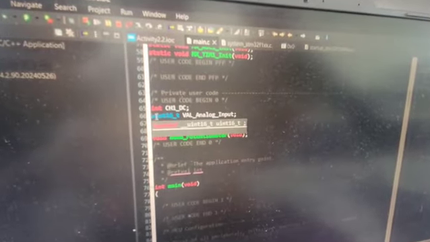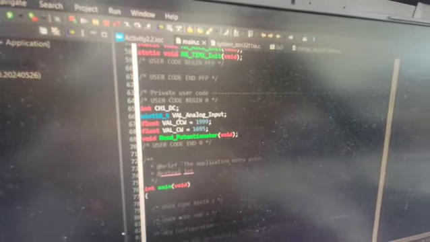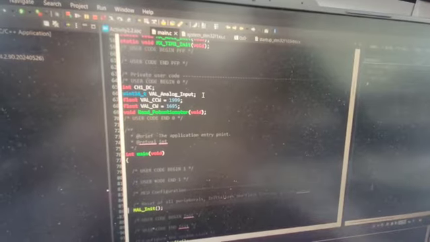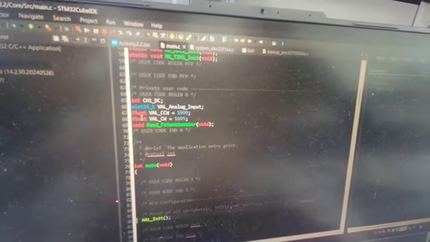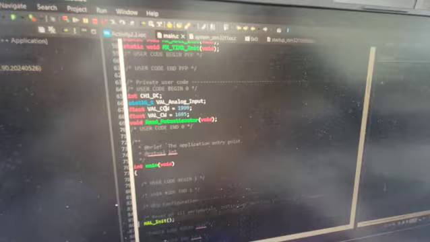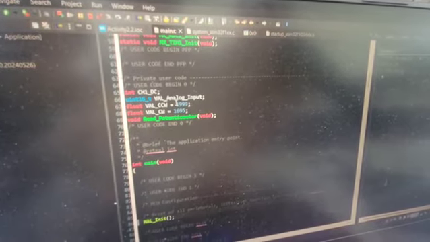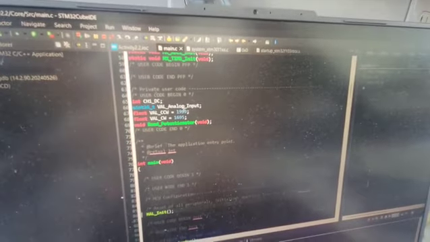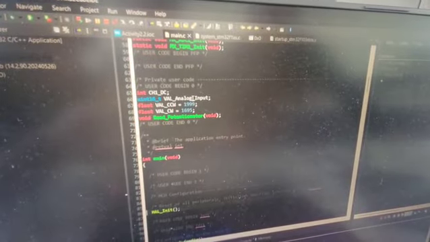Then this unregistered integer, that is the analog input, that is the reading from the potentiometer. Then we have these two floats, that is the value for counterclockwise and the value for clockwise directions, that are both used to map the readings from the potentiometer to the PWM for the motor.